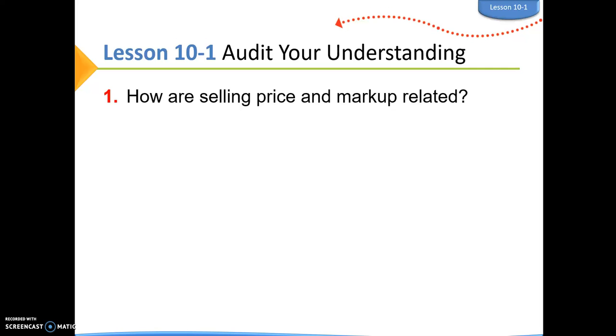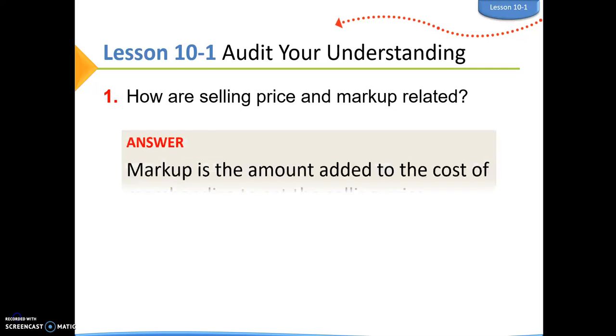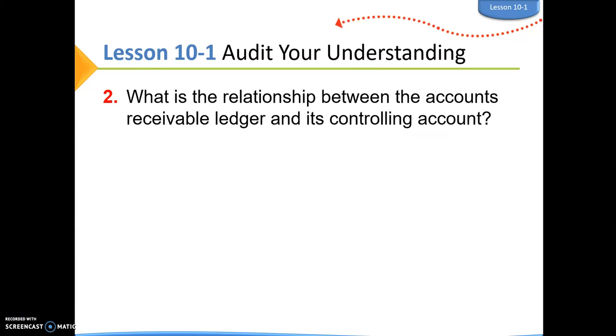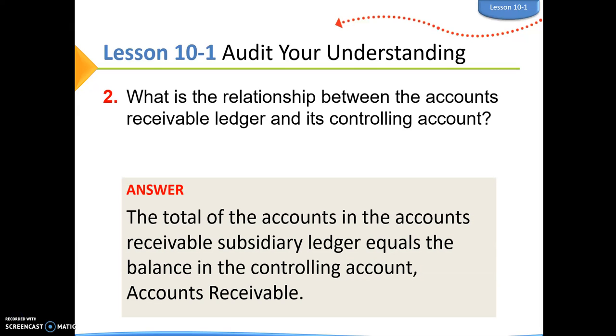How are selling price and markup related? Markup is the amount added to the cost of merchandise to set the selling price. What is the relationship between the accounts receivable ledger and its controlling account? The total of the accounts in the accounts receivable subsidiary ledger equals the balance in the controlling account, accounts receivable.